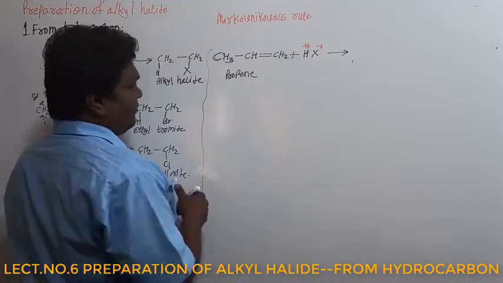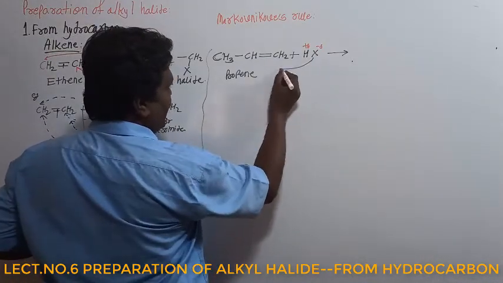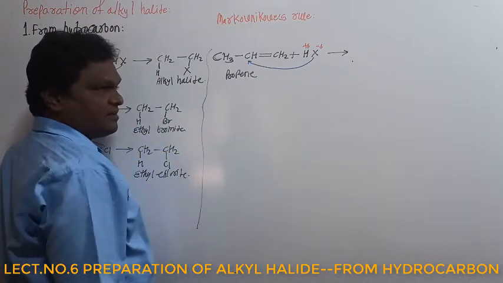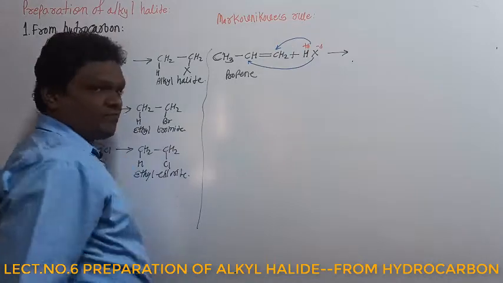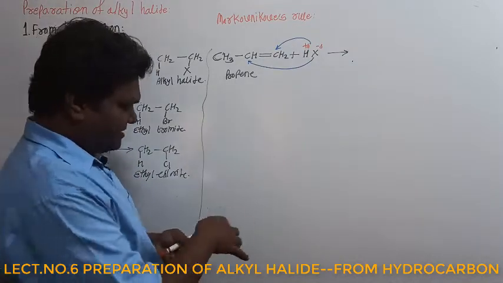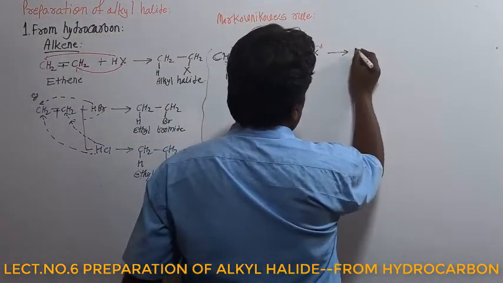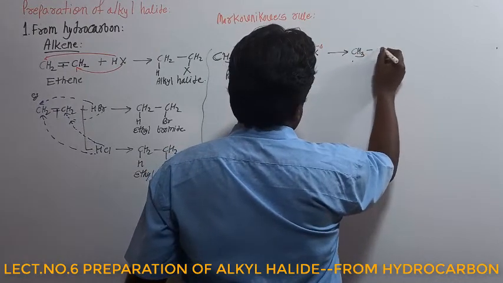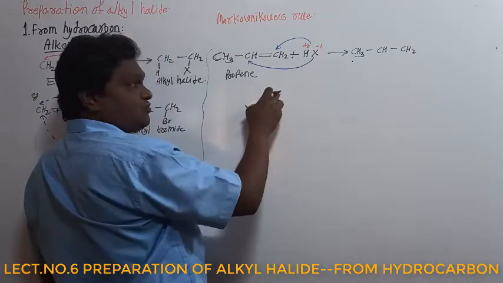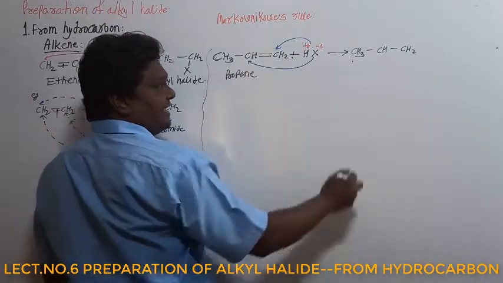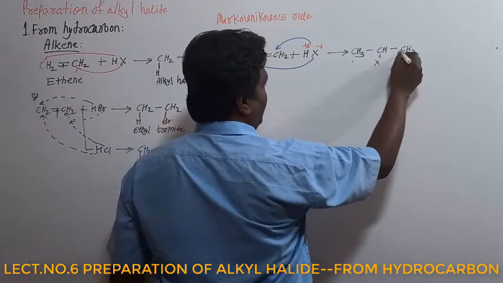So the negative part will attach to that carbon atom which contains less number of hydrogen atoms. Definitely the positive part will be attached to the carbon with more number of hydrogen atoms. So what happens is this, we are going to get CH3, CH single bond CH2. The halogen atom will attach to the middle carbon atom which contains less number of hydrogen atoms, and here will be what?